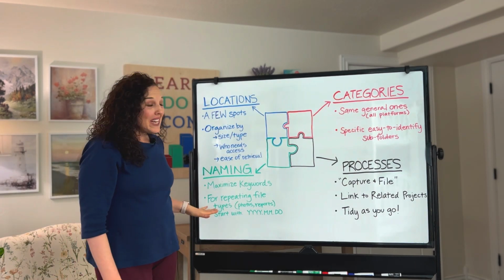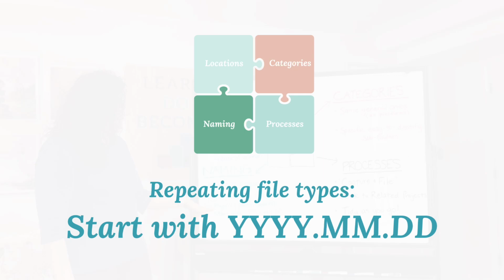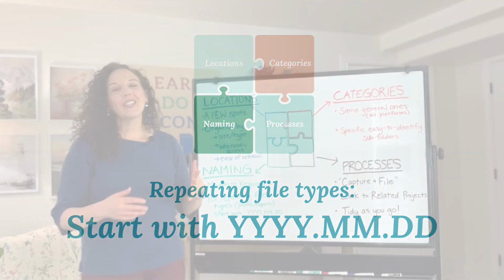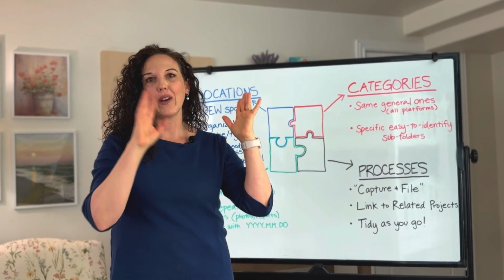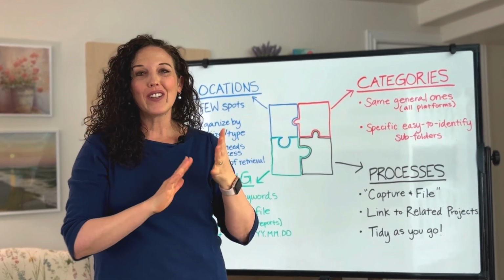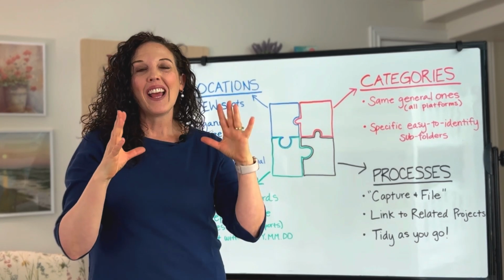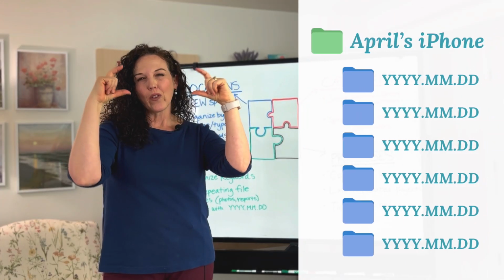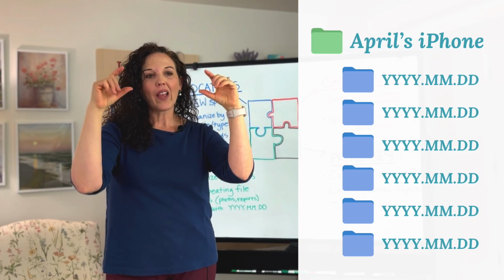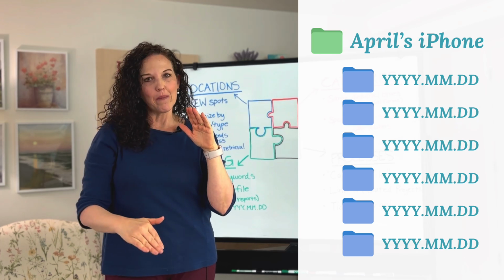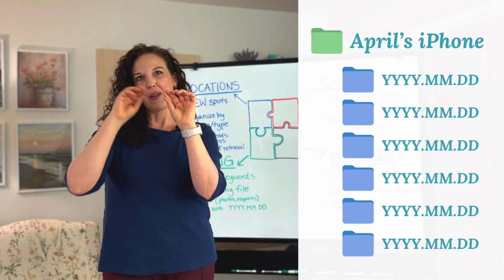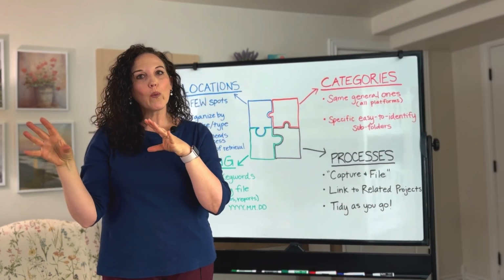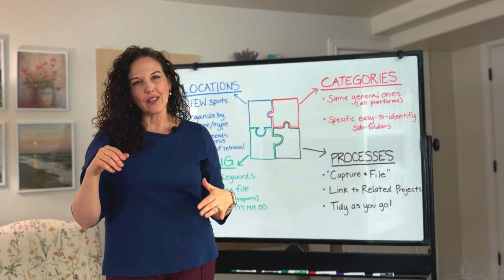And then for repeating file types, I do recommend starting with year.month.day. So this includes things like photos. For example, on our hard drive, we have a backup of each person's phone, each person's nice camera, whatever. And so we'll put the phone or the device as the subfolder, and then we have it organized by months. So we always do year.month.day and maybe have a span of time.